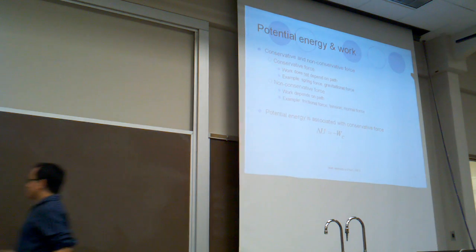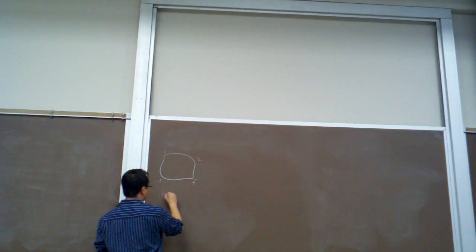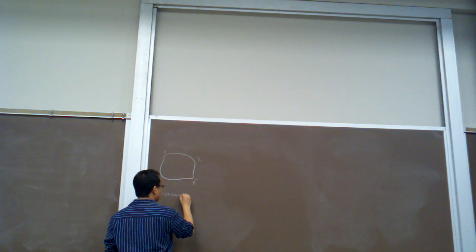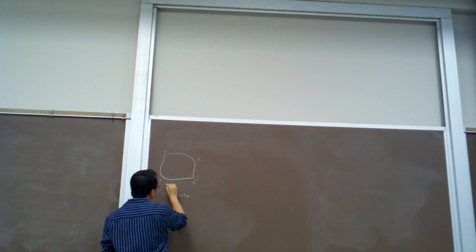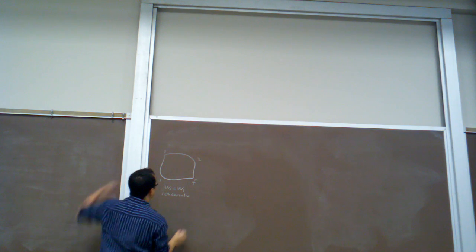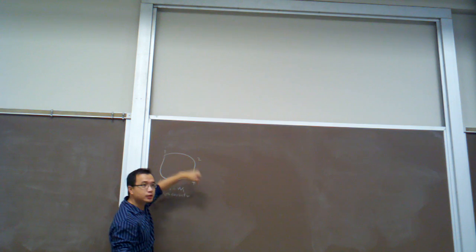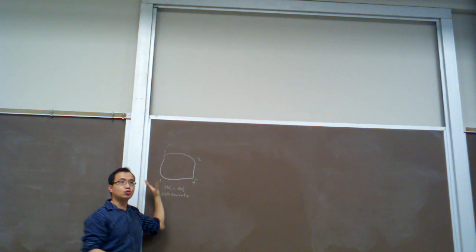So basically, for the conservative force, if you have some initial point I and final point F, and you have different paths, like say 1 and 2, then W1 has to be the same as W2. The work you calculated along path 2 and the work you calculated along path 1 have to be the same.